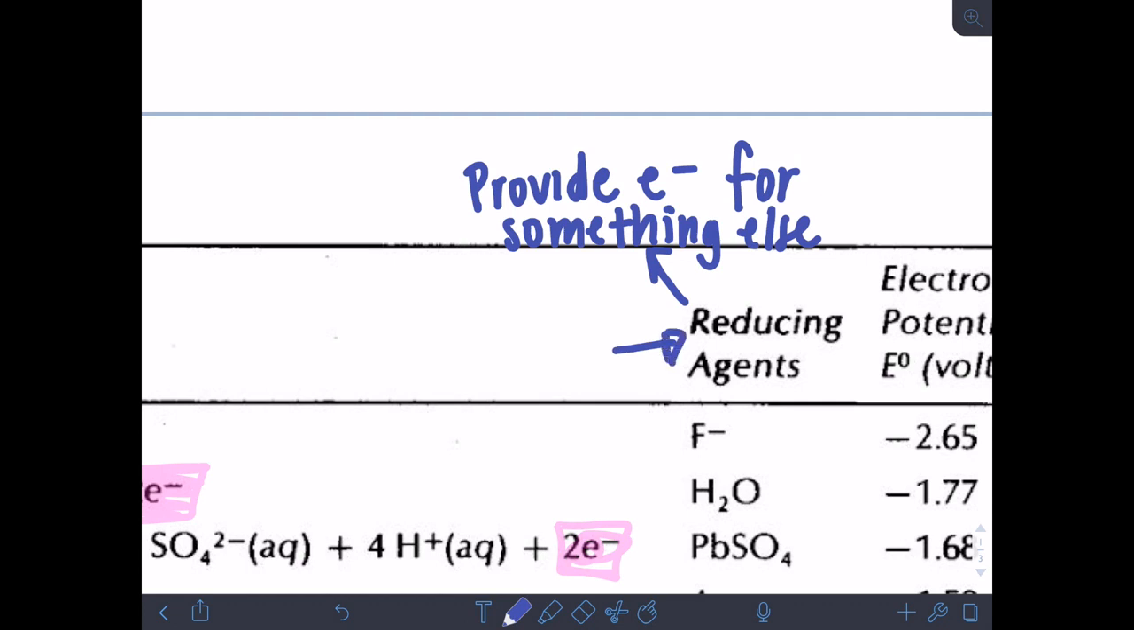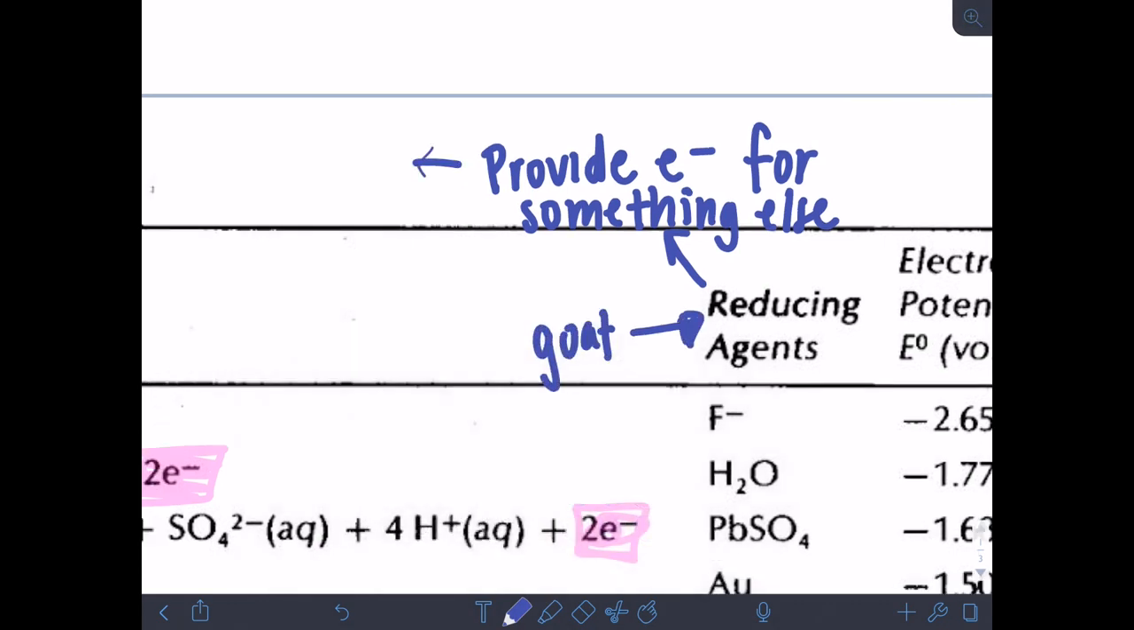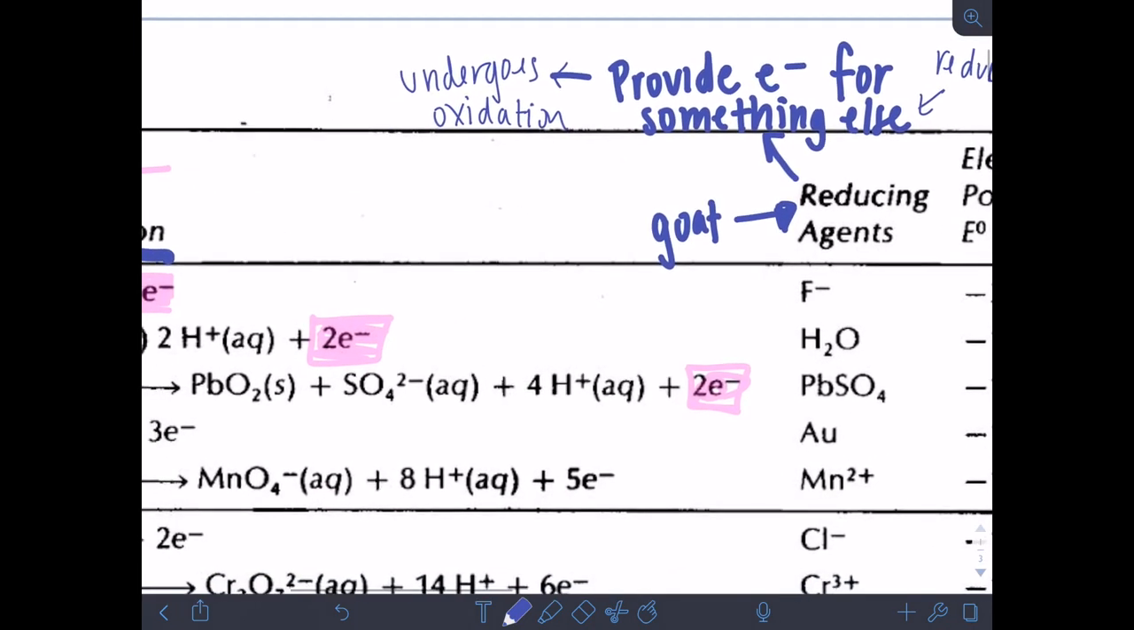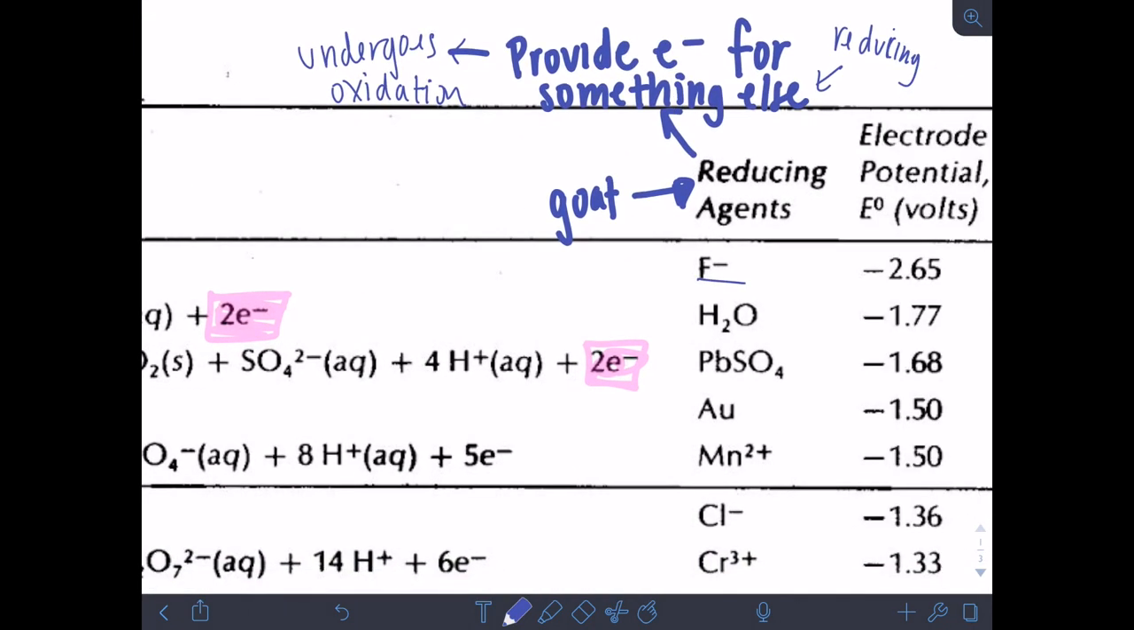That actually makes the reducing agent the goat. If you're providing electrons, you're undergoing oxidation and reducing the other thing. So that's why they're called reducing agents, because it reduces something else. And to reduce something else, you must give it electrons. So these are reducing agents. These are all the reducing agents. These show up as reactants in our chemical equations.